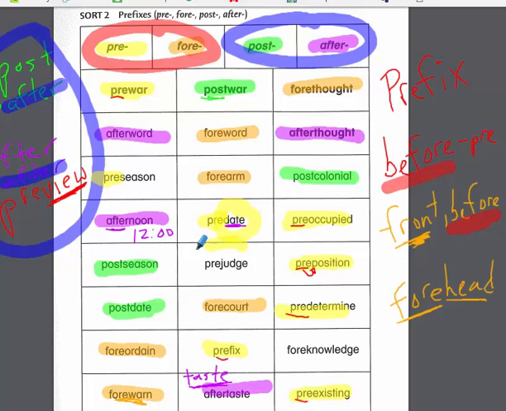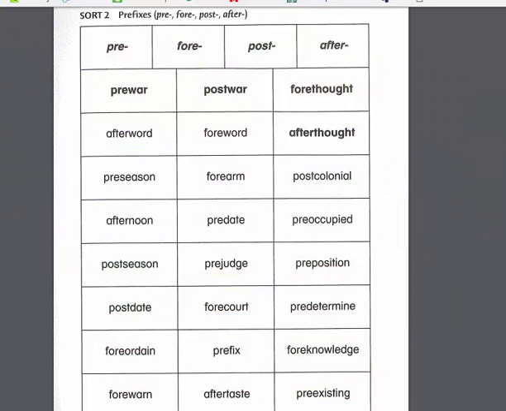Prejudge. What do you think prejudge means? It means you judge someone before you know them. You judge them before. And my next one is foreknowledge. What does that mean? If you said it means you have knowledge before something happens, you are correct.